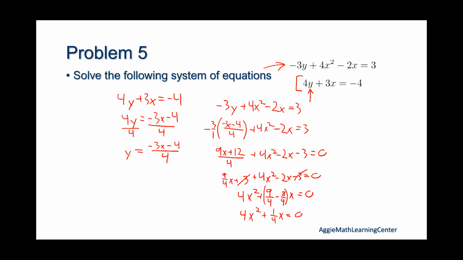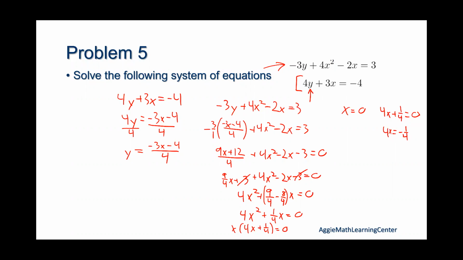1 over 4 x equals 0. And then we can just factor an x out of here, which gives us x times (4x plus 1/4) equals 0. If we take each of these, one of these terms has to equal 0. That's how our polynomial roots rule works. So if x equals 0, obviously we just have x equals 0. Or we can have 4x plus 1/4 equals 0. And then we're going to subtract 1/4, so 4x equals negative 1.